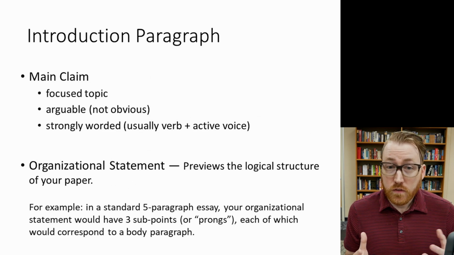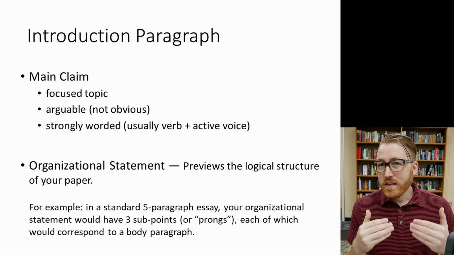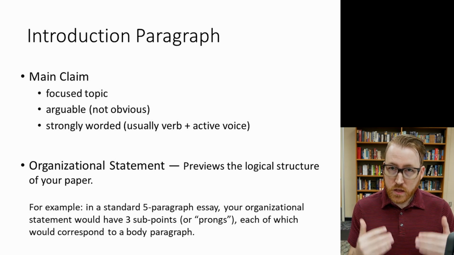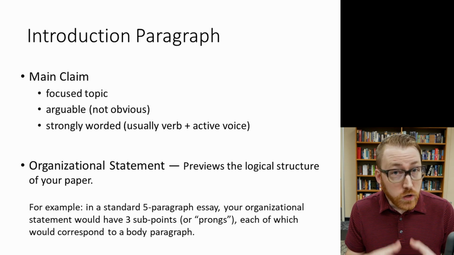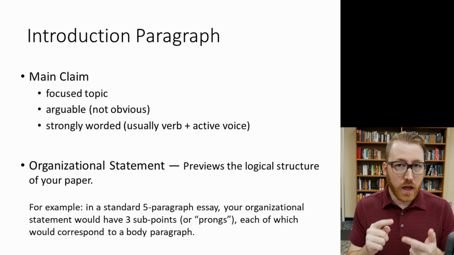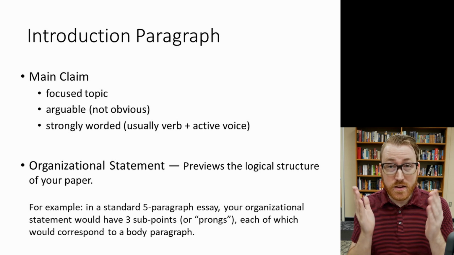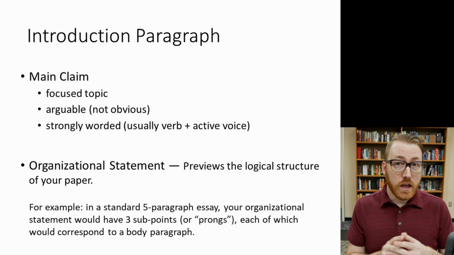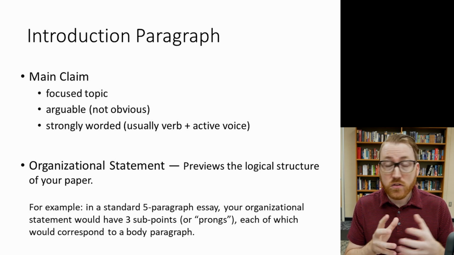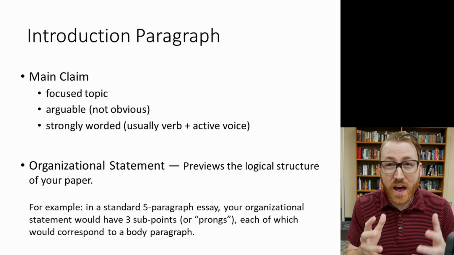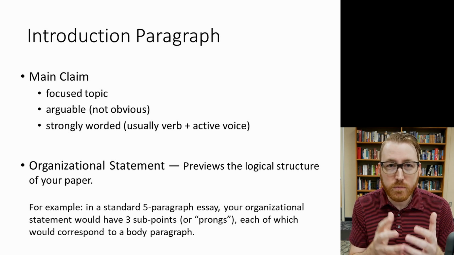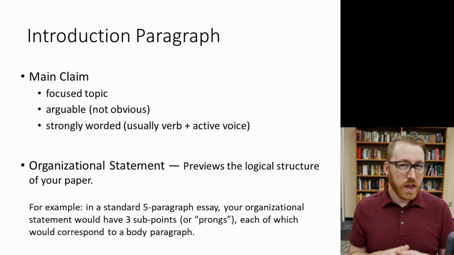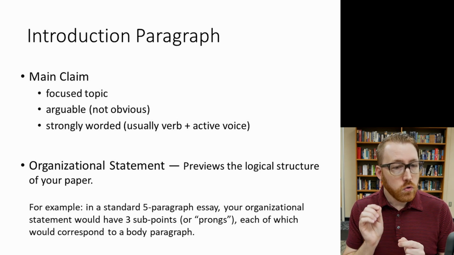The easiest way to think of a claim is as a sort of opinion that you're presenting as fact, something that you believe is true and you want to convince your reader. That means it needs to be something that is highly focused and narrows the scope of your topic rather than making it broad. It needs to be arguable, so not something obvious. You cannot write a strong claim about the sky being blue. You just can't. There's no way to argue that. And thirdly, it should be strongly worded.